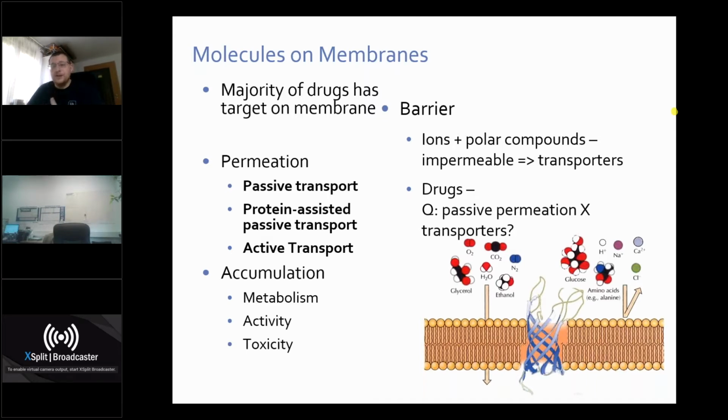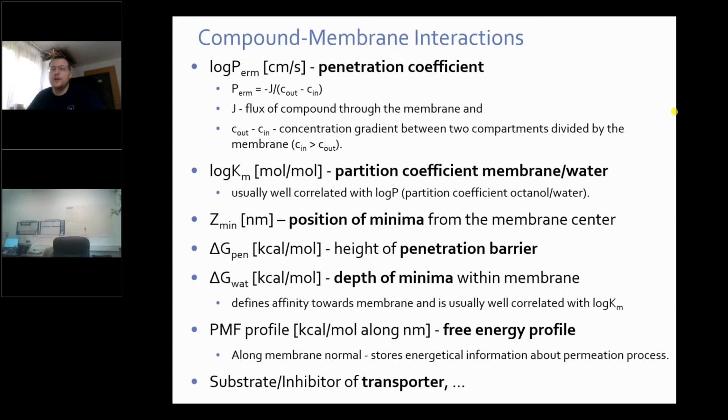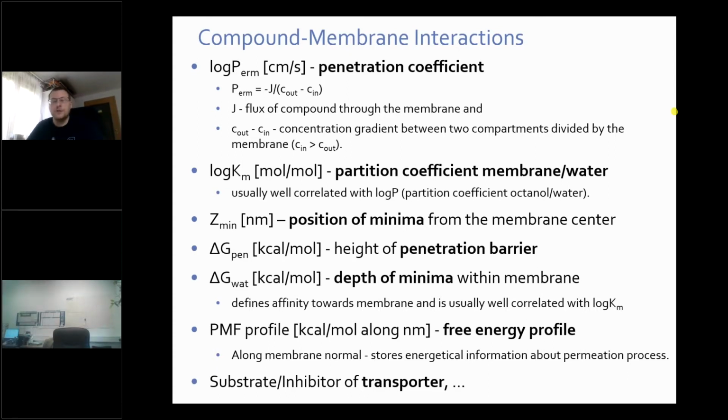So there are plenty of different drugs and plenty of different compounds, and as such, we wanted to know how to describe this. For a long time, there have been plenty of descriptors of these compound-membrane interactions, like penetration coefficients and partition coefficients. There are multiple levels of how to describe those things. Even from molecular dynamics simulations, you can get the free energy profile of how the molecule actually passes through the membrane. And of course, there is plenty of data also on substrates and inhibitors of transporters.